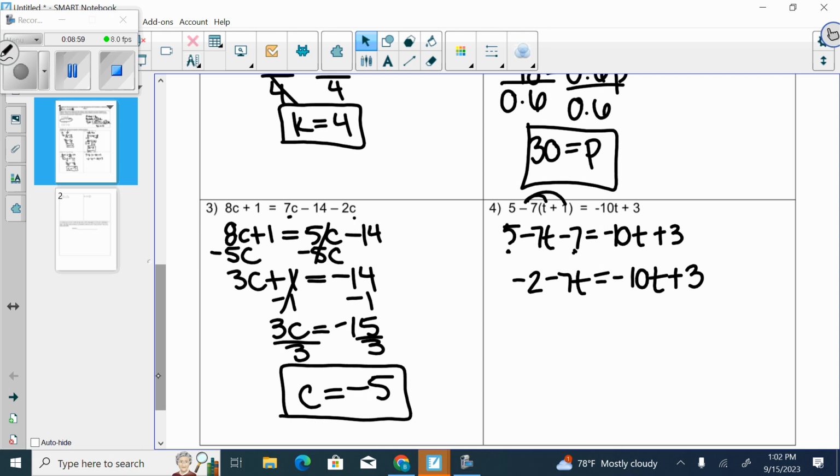And like she said, we want the 7t and the 10t to be on the same side, so how would I make that happen? Plus 7. Okay? So add 7t to both sides. So we would just have a negative 2 left over here. And what is negative 10 plus 7? Negative 3. Good. So I'd have negative 3t, and then we would still have that plus 3. Now what should we do? Subtract 3. Very good.